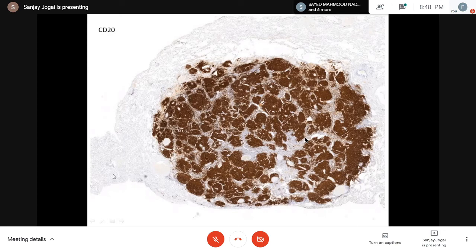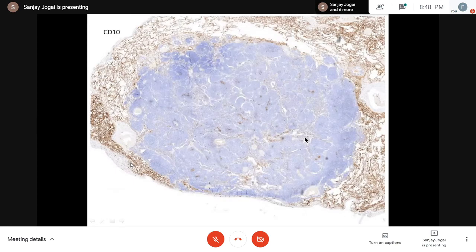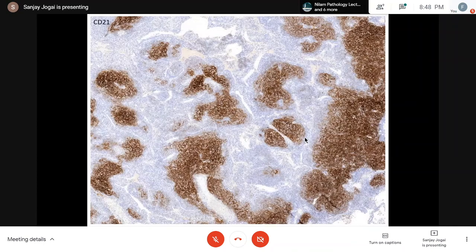This is a low power view of CD20, quite nicely, strongly positive. And this is CD10. The reason I'm putting CD10 here is to show that this is CD10 negative, because the differential we will have in this entity is a follicular lymphoma. What CD10 does is pick up just very occasional residual follicles, but the tumor cells, the neoplastic lymphoid population, are clearly negative. And this is CD21. This is such a crucial and interesting stain for this entity.